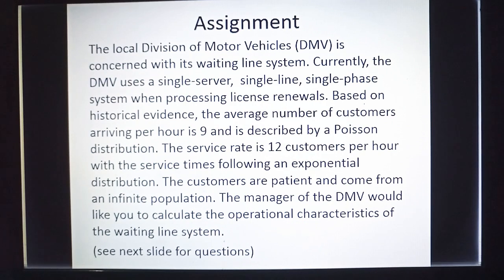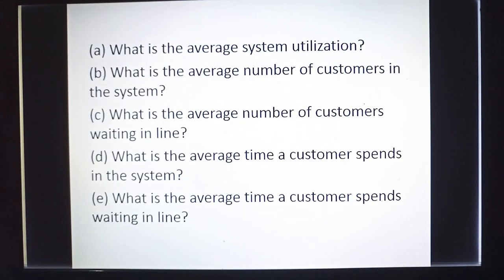So here are the questions. Letter A, what is the average system utilization? Letter B, what is the average number of customers in the system? Letter C, what is the average number of customers waiting in line? Letter D, what is the average time a customer spends in the system? And letter E, what is the average time a customer spends waiting in line? To answer these questions, you will be using the single line model, the formula for a single line model. So this is your assignment.